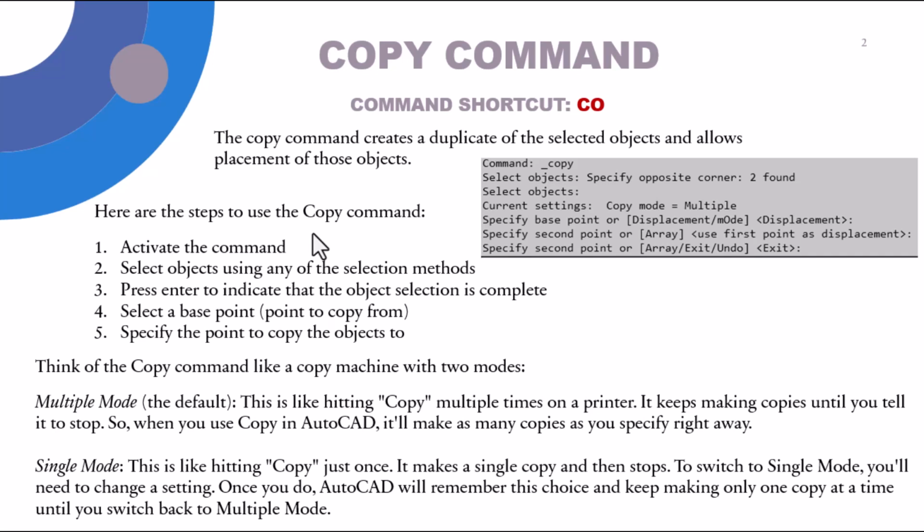You activate the command, you select the objects, then you press enter to indicate the selection of the objects is complete. You select the base point, the point from where you're going to copy the objects, and then you specify the point where you're going to copy the objects to.